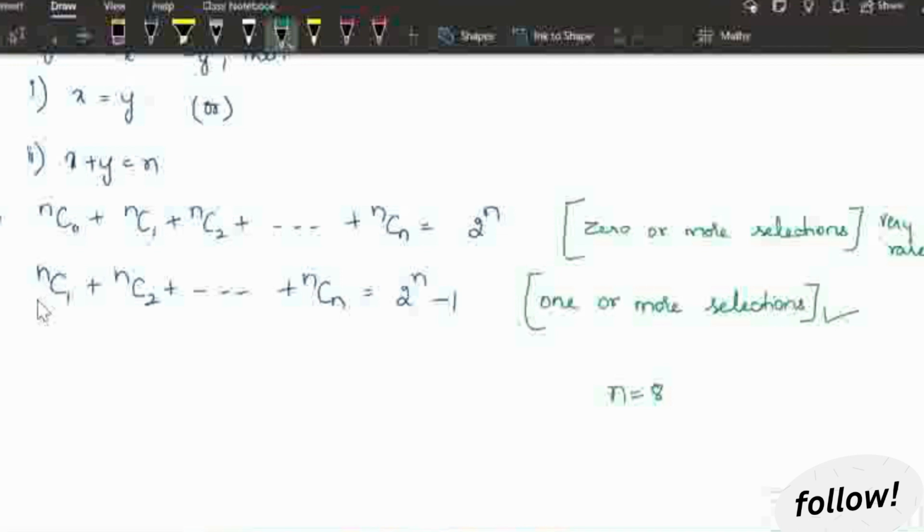So, which is nothing but nC1 plus nC2 up to nCn, for which you don't have to find out all these combinations. Directly find out what is 2 power n minus 1. So it is 2 power 8 minus 1. 2 power 8 is 256 minus 1 is 255. Okay, so this will be the answer. There are 255 ways of inviting one or more friends to his party.